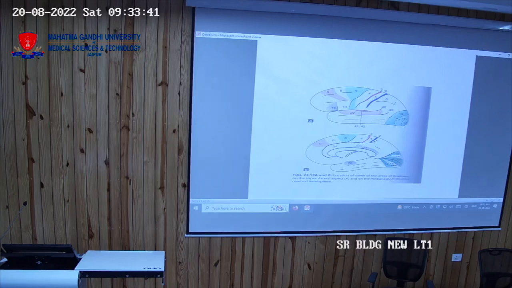And this primary sensory area is area number 3, 1, 2, this one. Just posterior to this, look here, what is this? The superior parietal lobule. I am talking of this superior parietal lobule, and here are the areas number 5 and 7. These areas number 5 and 7 are called the association area, the association sensory area.